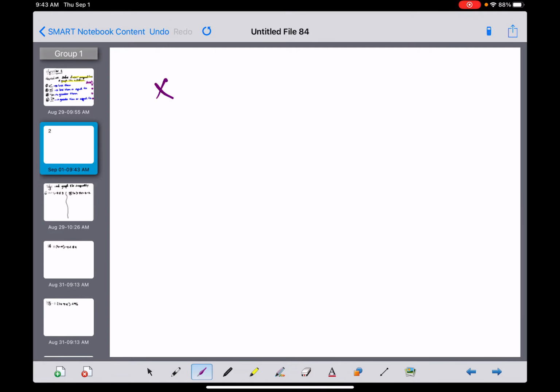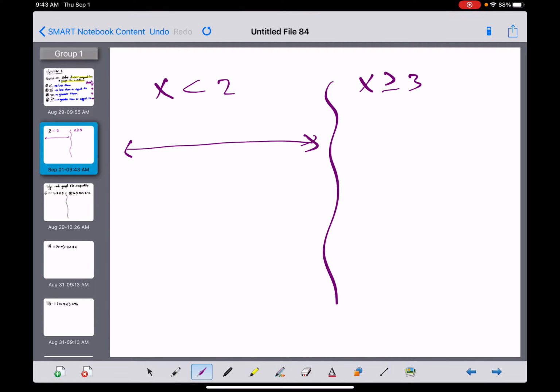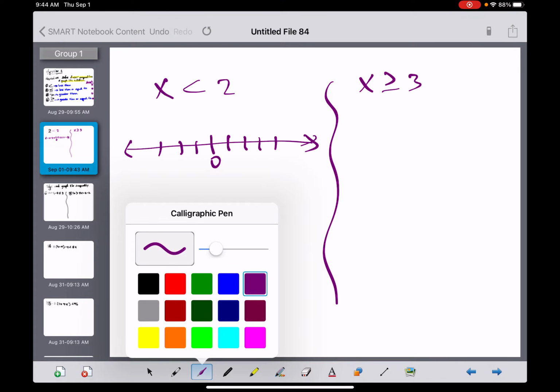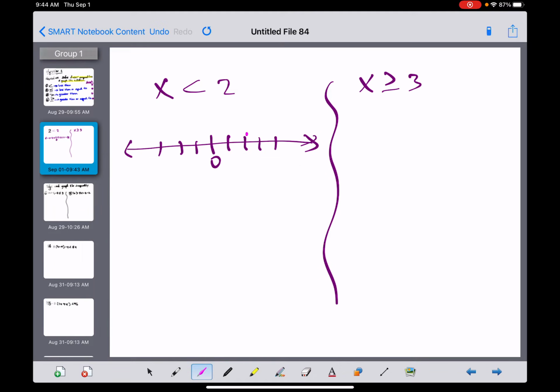So let's just say you have x less than 2 versus x greater than or equal to 3. So first we make a number line, zeros in the middle, and then give me some marks on the left and right. So at 2, it's an open dot because it doesn't have an equal sign. This means all the answers less than 2. So which direction has all the numbers less than 2? It has to be the left-hand side. And that would be the graph for this problem, x less than 2.